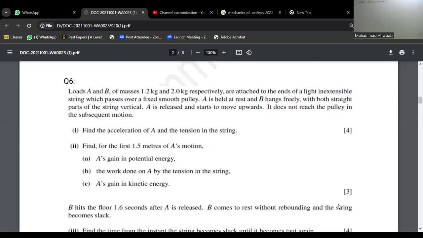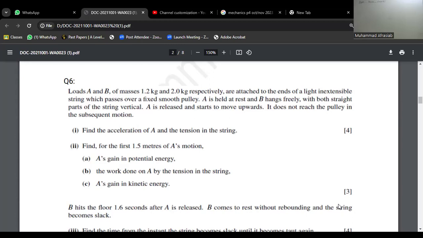A is held at rest and B hangs freely with two straight parts of the string vertical. A is released and starts to move upward. It does not reach the pulley in the subsequent motion. Part 1. Find the acceleration of A and the tension in the string.